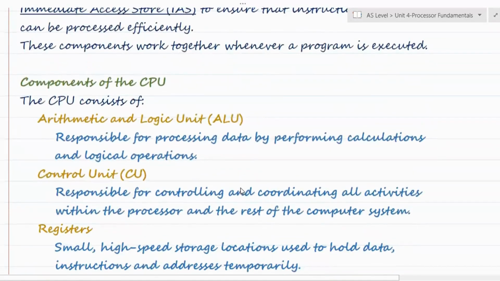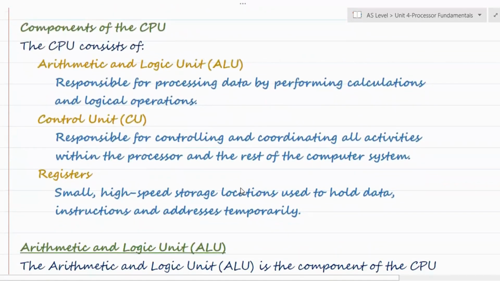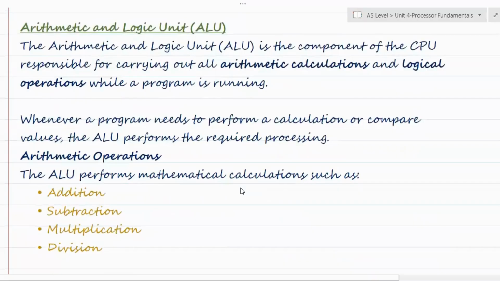First of all, let's talk about the arithmetic logical unit. Imagine you're solving a maths question. Who is doing the actual calculation? When you are solving it on pen and paper, it's you. However, inside a computer, the component responsible for the calculations is the arithmetic logical unit. The arithmetic logical unit is responsible for all arithmetic and logical processing carried out by the CPU. Whenever a program needs to calculate something or compare values, the ALU does the work.